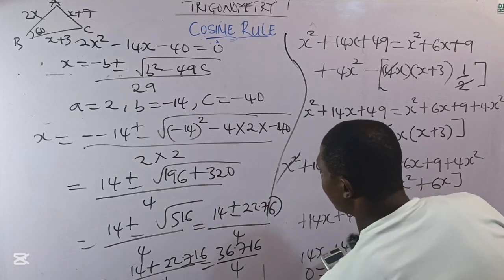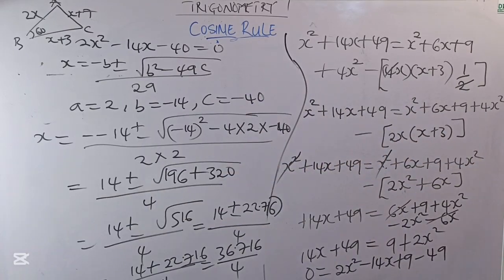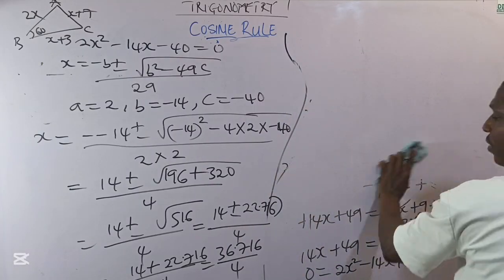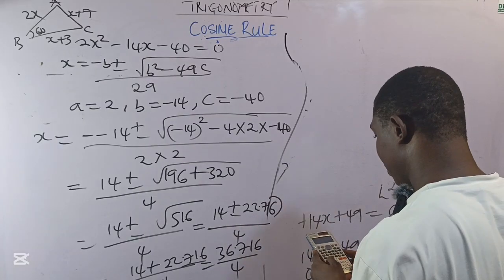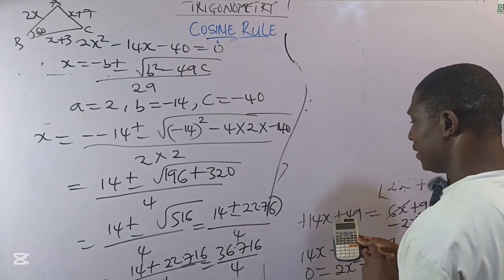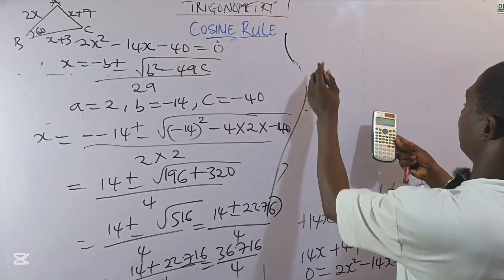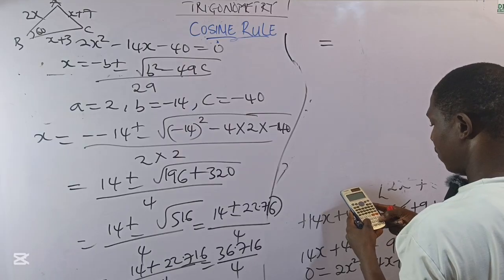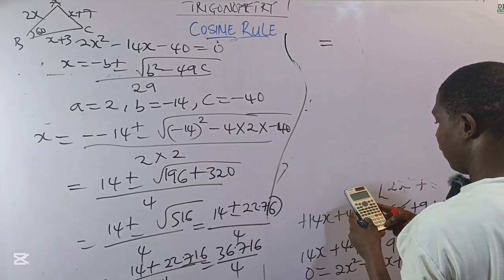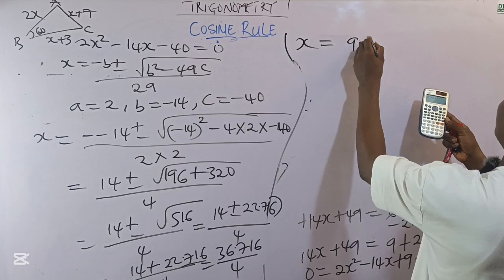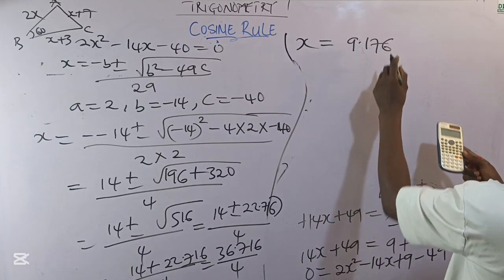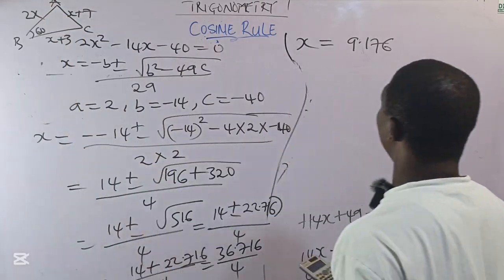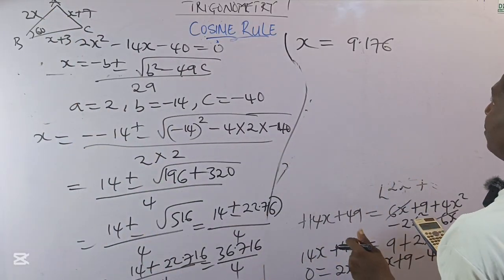And if I divide through by 4, I will have my x as 36.716 divided by 4, which gives me x equals 9.176 as my value of x. So my side, I was asked to calculate for what? X. So this is my x, which is my answer.